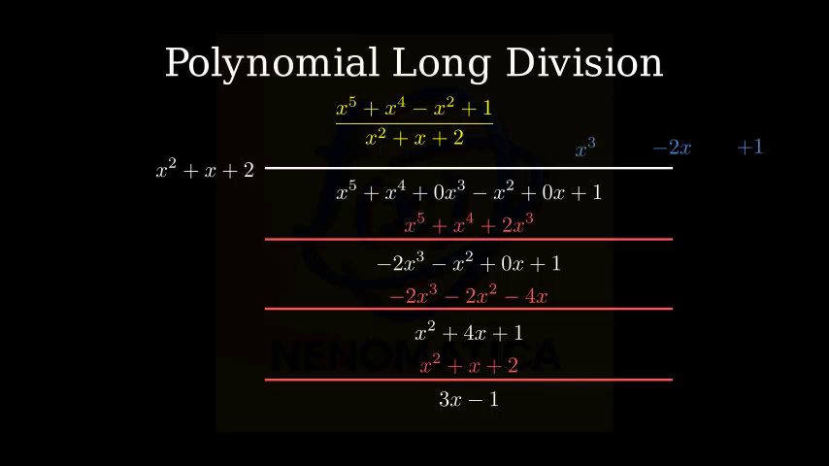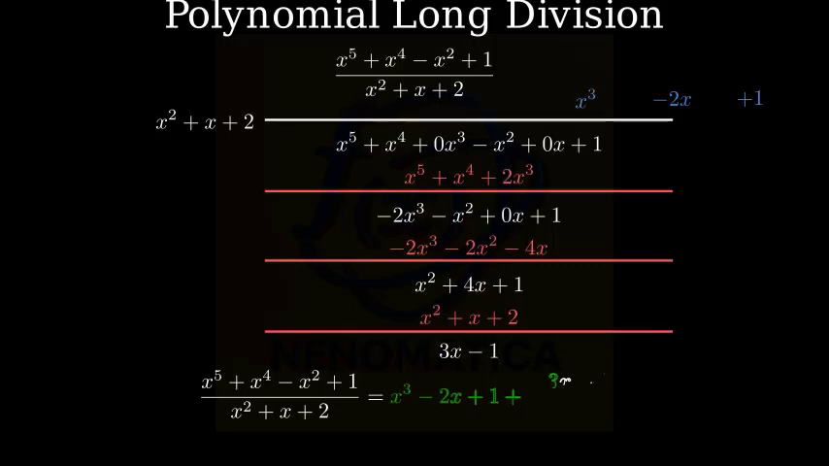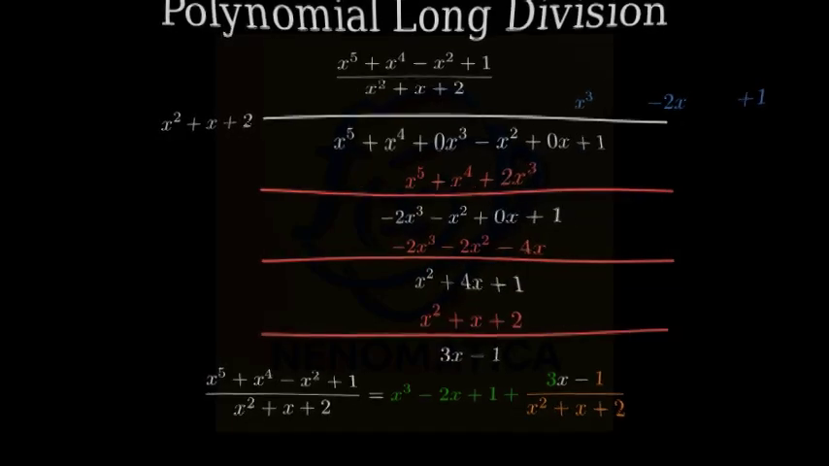This becomes our remainder. Therefore, when we divide x to the 5th plus x to the 4th minus x squared plus 1 by x squared plus x plus 2, we get a quotient of x cubed minus 2x plus 1 with a remainder of 3x minus 1. We can express our final answer in two different ways. First, as a quotient plus a remainder over the divisor, which gives us x cubed minus 2x plus 1 plus the fraction 3x minus 1 over x squared plus x plus 2.